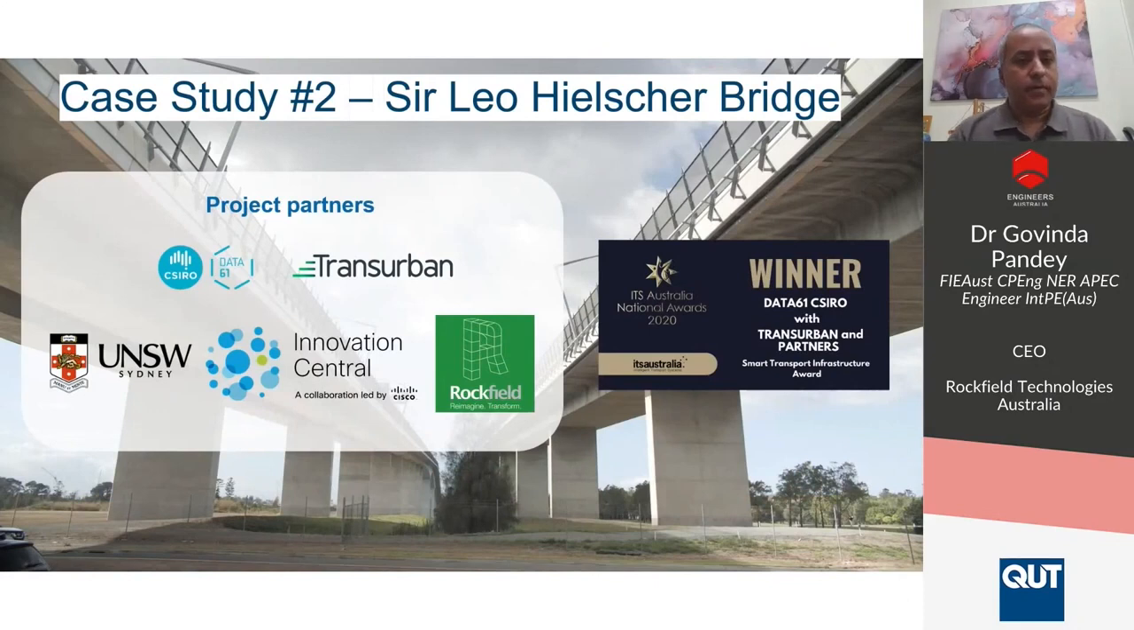So this is a collaborative project. Obviously, Transurban is the asset owner, and Data61 is the lead solution provider, and University of New South Wales was involved in the modelling work. Cisco was involved in providing communications, and Rockfield was involved in the overall system design. And this project actually won the ITES Australia National Award on smart transport infrastructure.